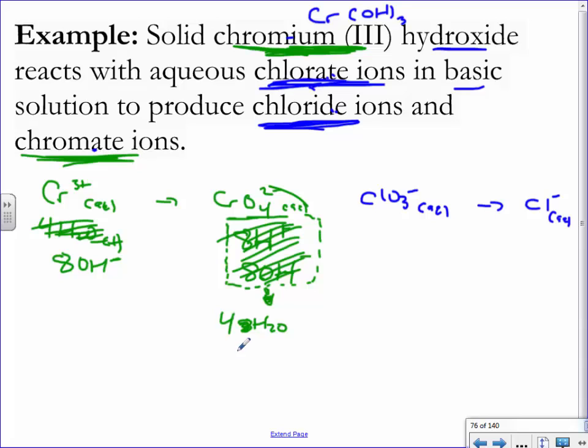Let's take stock of what we've got now. Are my chromiums balanced? Yeah, 3 chromiums to 3 chromiums. Are my oxygens balanced? It's a little more tricky to look at, but there are 8 oxygens over here, and there are 4 plus 4 oxygens over there. Yeah, oxygens balanced. There's 8. Are my hydrogens balanced? There are 8 hydrogens right here, and there are 8 hydrogens right here.